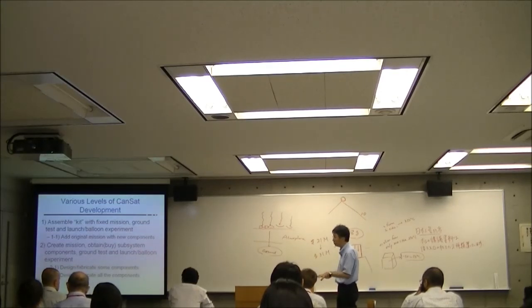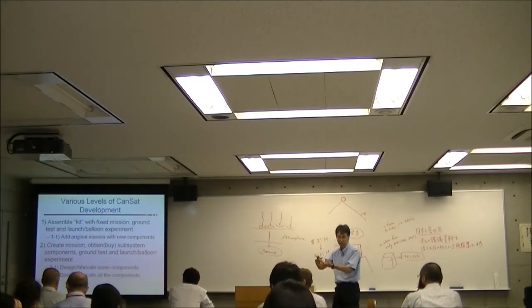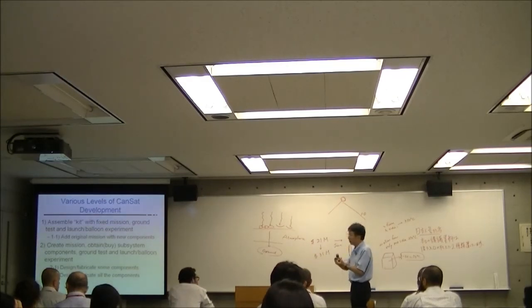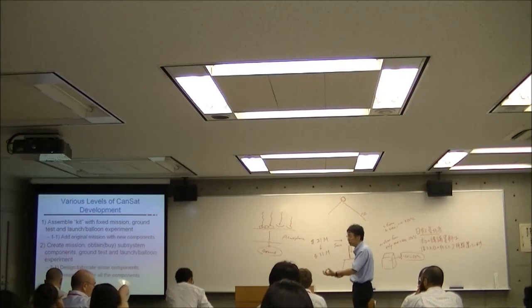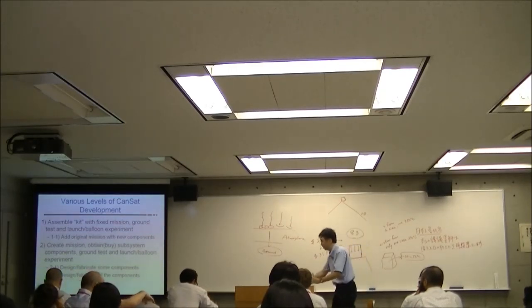And there are two options. The first option is design, fabricate some components only. Okay. And the other is design, fabricate all the components. So this is the most difficult. Okay. In the other case, you can buy components. So you don't have to make any components. The component itself is only a purchase. Okay. But in 2-1, you can design and fabricate some components. Okay? And in 2-2, you should design and fabricate all the components. Okay? So this kind of three options will be possible in the second category.